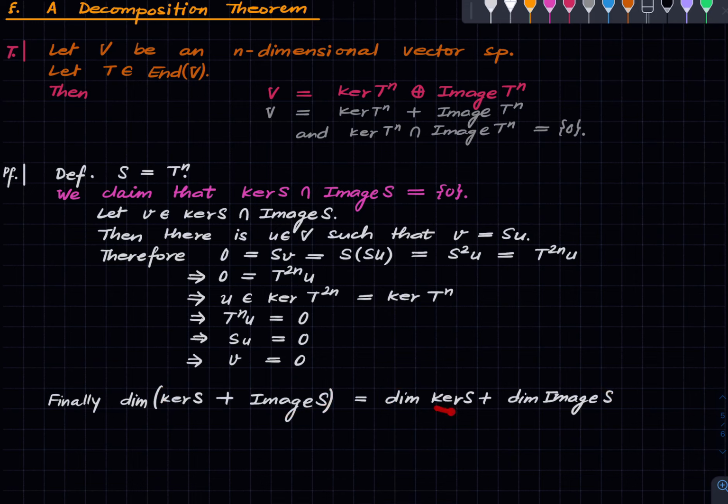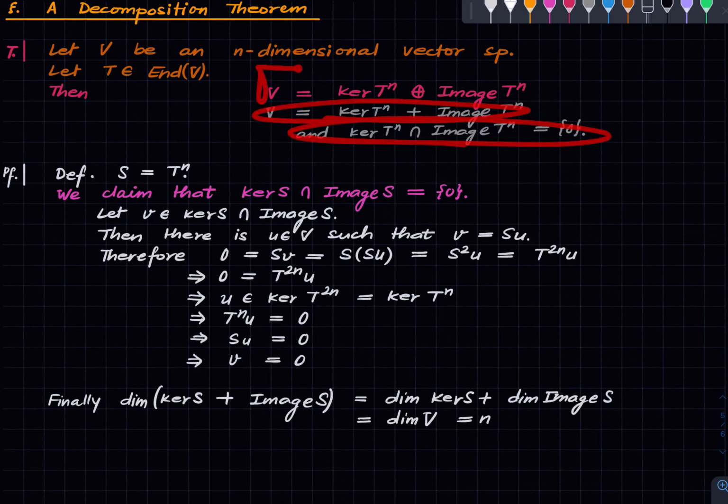But now apply rank nullity theorem to the endomorphism S, and by the rank nullity theorem, the dimension of the kernel plus the dimension of the image is the dimension of the parent space, which is n, and we are done. So we have shown both these things, and hence we have proven the direct sum statement. So that's a very nice proof of this decomposition theorem.